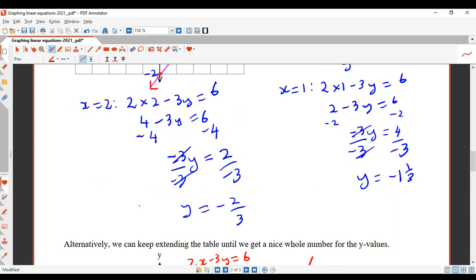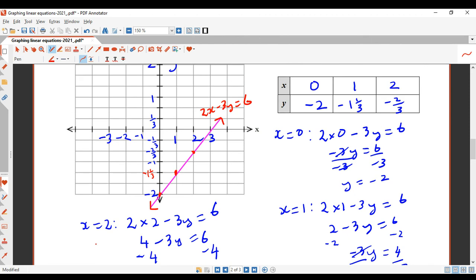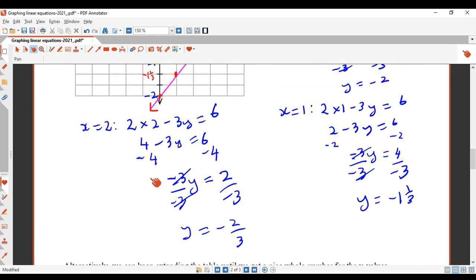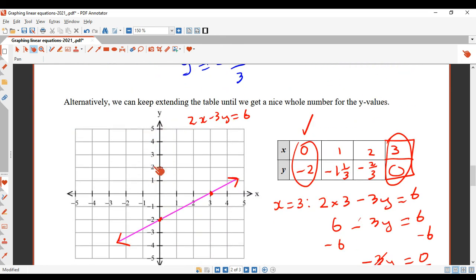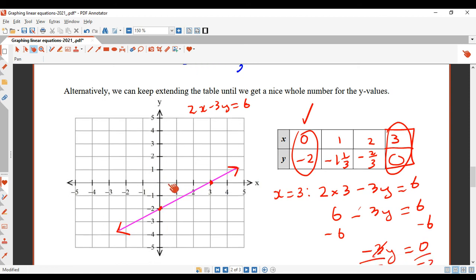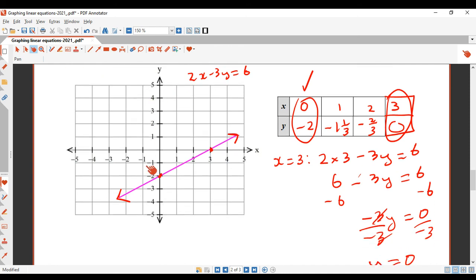So now if you're saying that the lines don't look the same, well, that's because I used a different scale. Okay, the scale on the y-axis here is going up by thirds, and the scale here is going up by ones, all right, for the y-axis. So that's why they look different, but they're still graphing the same equation.